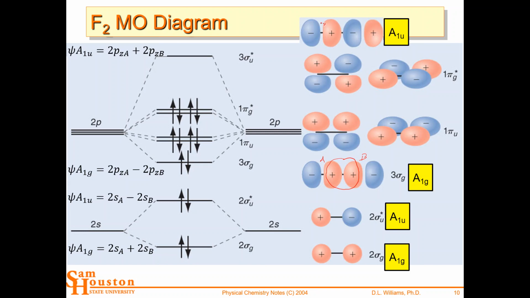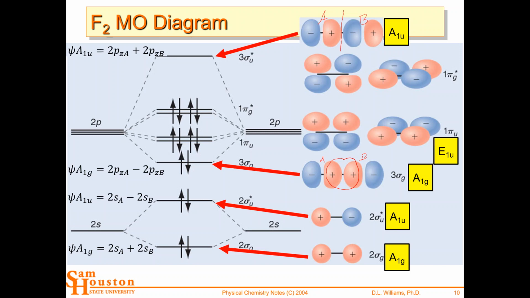See, 2pz on atom A and on atom B up here, we have this node now in the middle. Yeah, and so that's antibonding. So those are all of the sigma bonds: the two s orbitals in phase and out of phase, and the two pz orbitals in phase and out of phase. Okay. Is everybody comfortable with that?